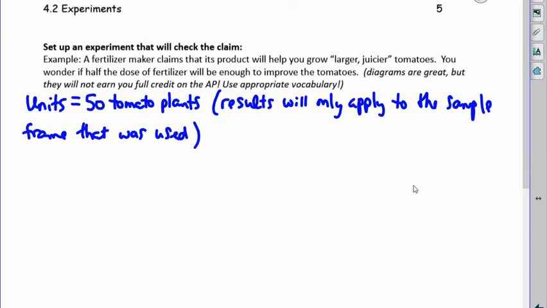Okay, so what sample frame did you use? Did you go get them from Pick and Shovel or from Agway or what like that? Okay, so anyway, we've decided we're going to use 50 tomato plants.